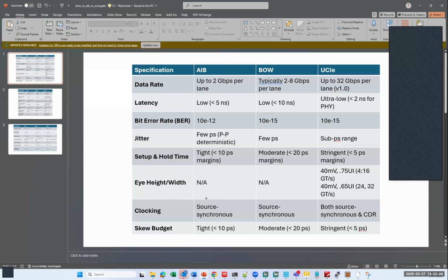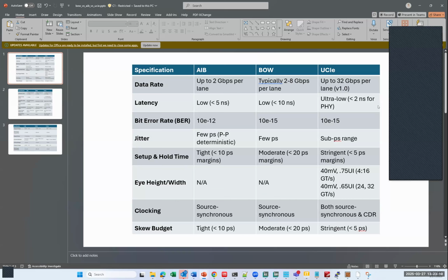For UCIe, however, those are very clearly defined per speed bin. So for up to 16 gigatransfers per second, looking at 40 millivolts opening, 0.75 UIs, and then the UI drops a little bit at the higher speed bins. Okay. So on the eye height and width, you probably saw my crappy drawings in the document. We had a discussion about whether it's a diamond shaped eye or a rectangle shaped eye. And I think I recently saw somewhere that one of the proposals is for die-to-die interfaces to switch to diamond shape eye requirements. What are your thoughts on that?